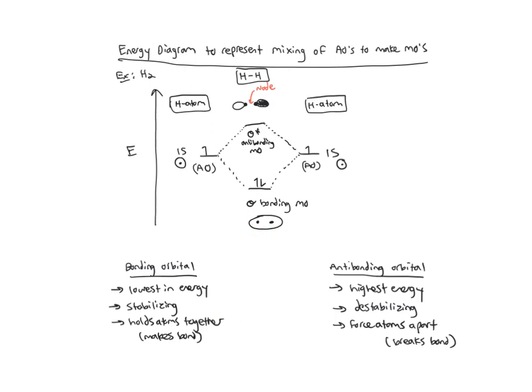The next videos are going to be talking a little bit more about how more complex molecules come together. So we're going to talk about hybridization: sp3, sp2, and sp hybridization.